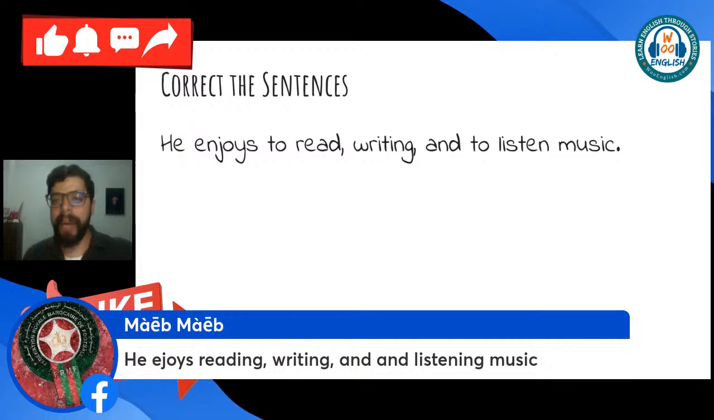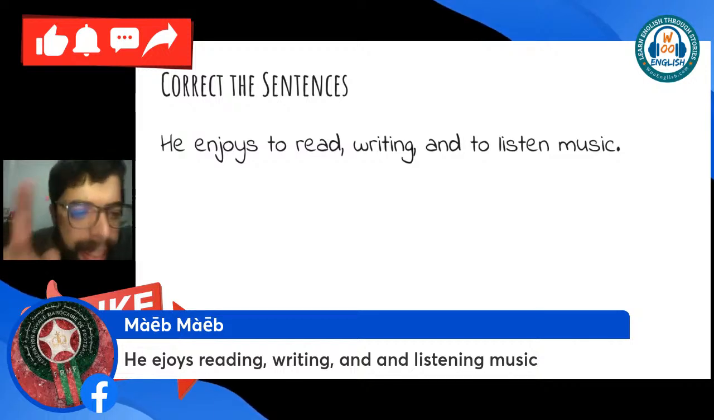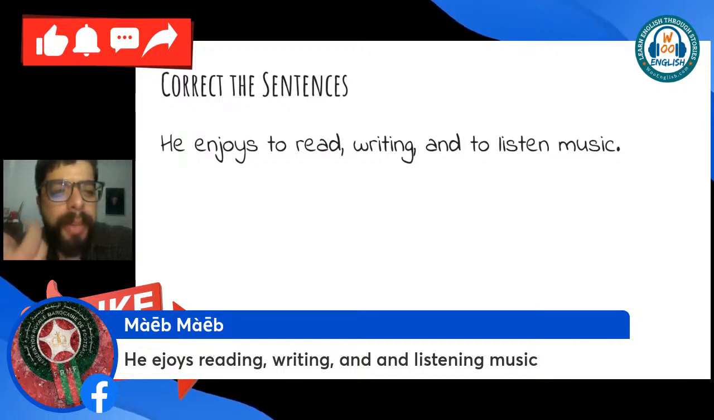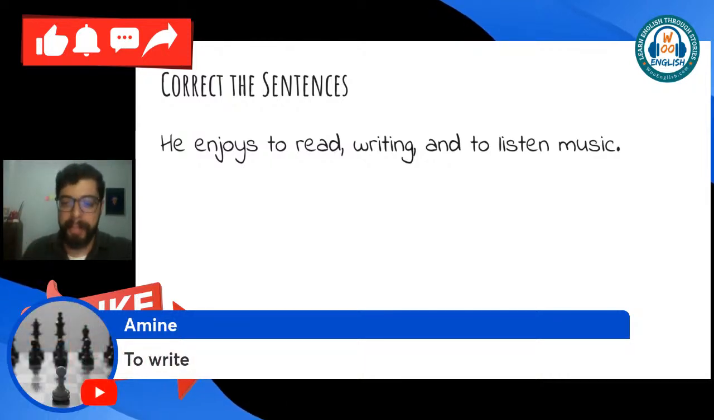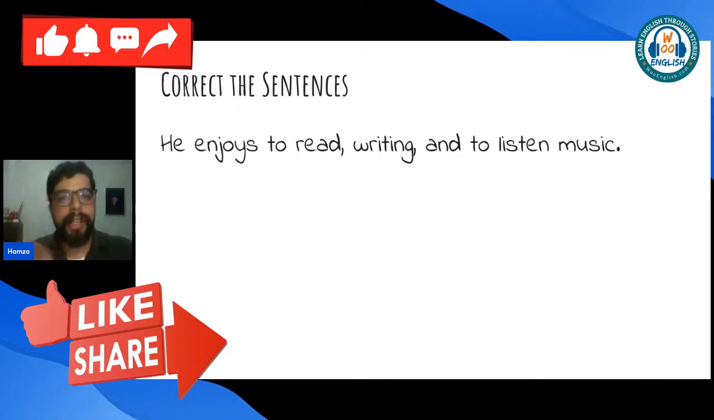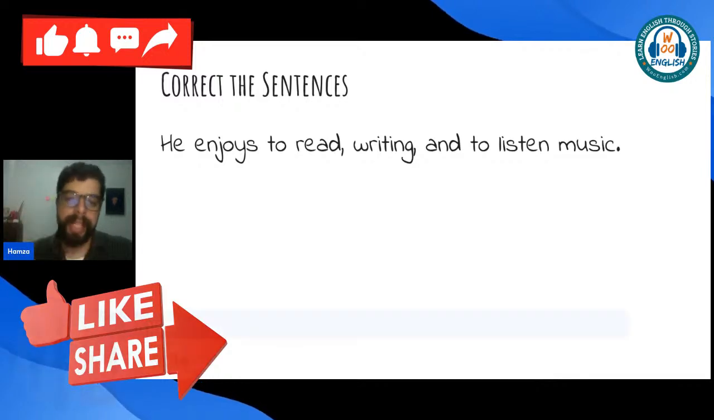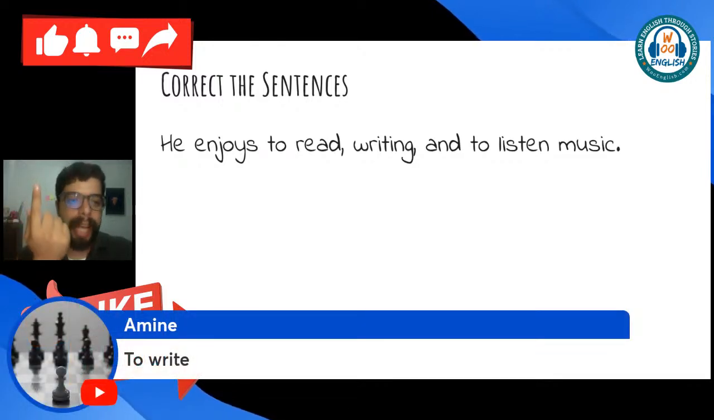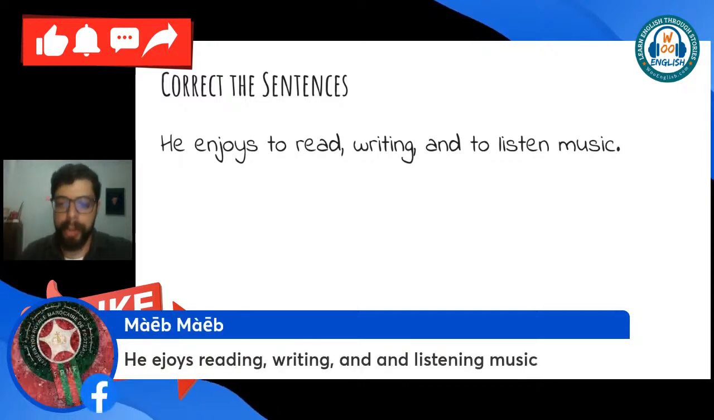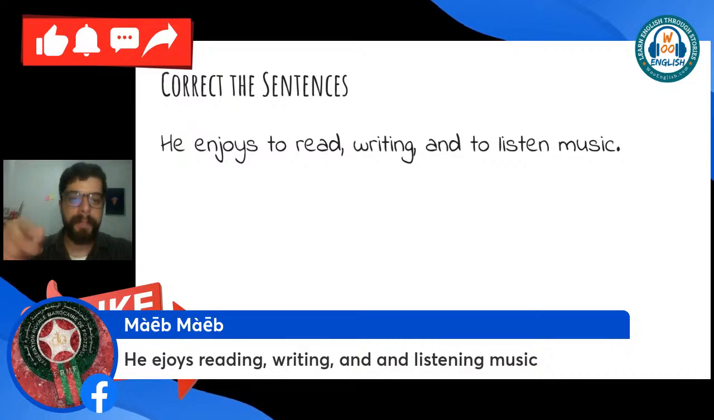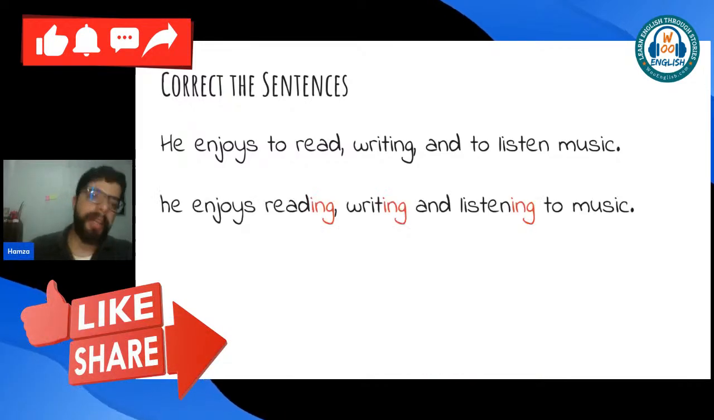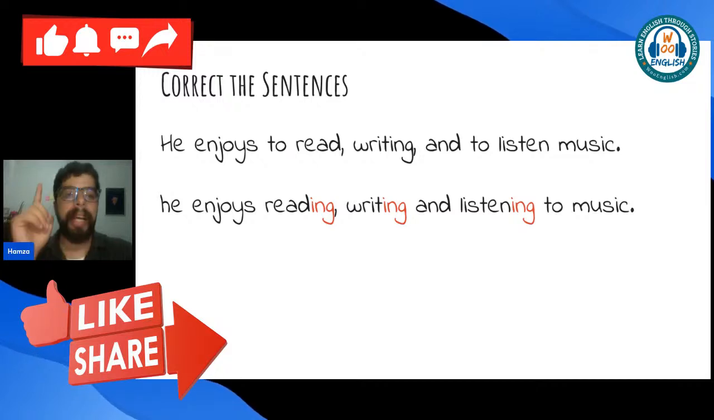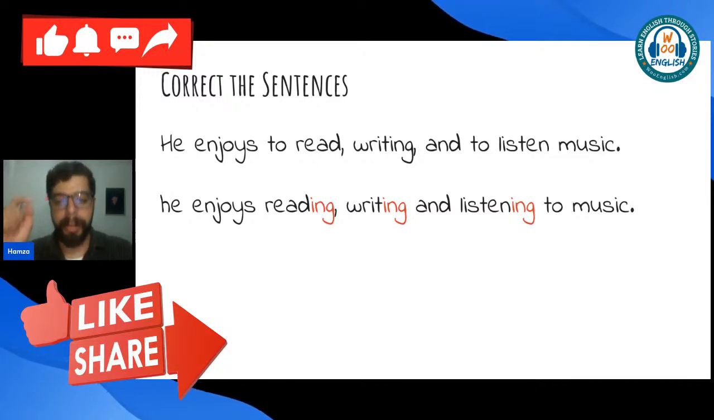I like how Amin and our friend, how do I pronounce your name? Because I don't know how to pronounce your name, and I don't want to mispronounce it. I like that you guys solved the same problem in two different ways. So Amin says we need to change just to writing, and Amin is correct. So we can say he enjoys to write, to read, and to listen to music. But you did it in a different way. He enjoys reading. Same for Pamela. Great, awesome job, Pamela, and everybody. So this is what we call in English parallelism.